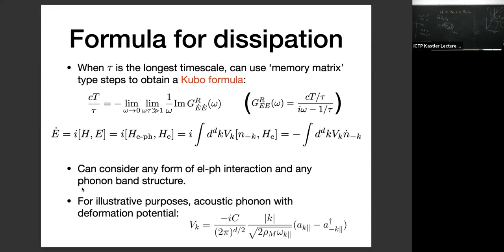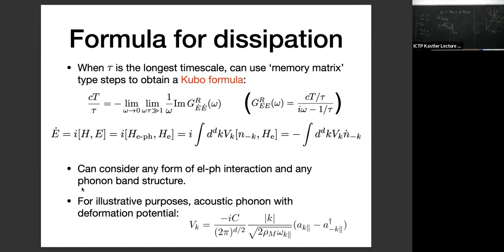I'm sorry, say again? Phonon is completely perturbative. Yes, that's right. It's being added on perturbatively. But the point of doing all this is that the electrons can be as strongly coupled as you like, and the only information I need will be this single Green's function. That's why it's useful.